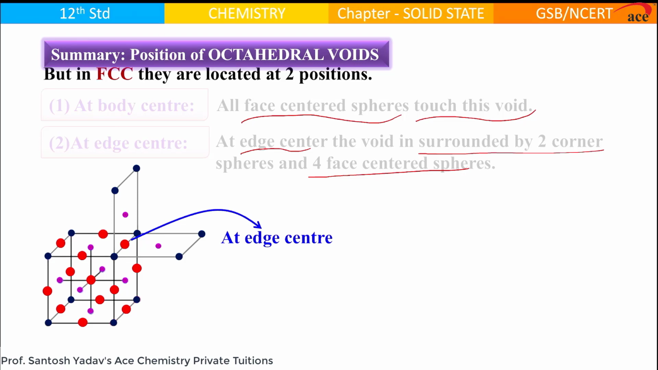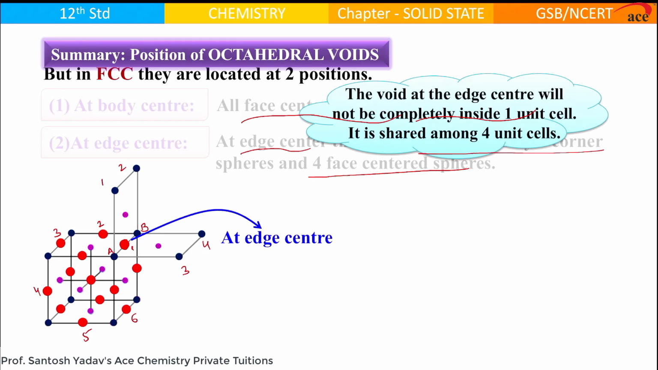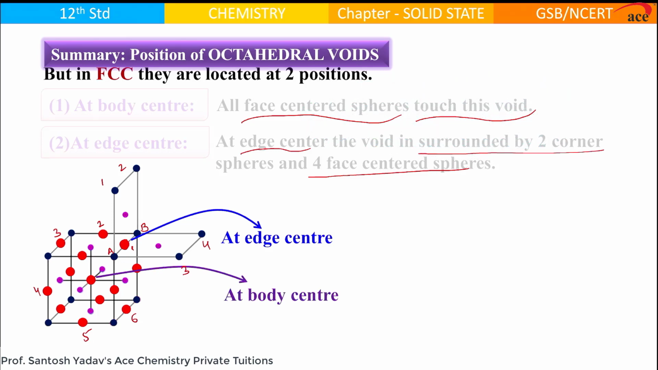All red color spheres that you are able to see, if I number them 1, 2, 3, 4, 5, 6, all these are edge centers. Edge centers are surrounded by corners A and B and by 1, 2, 3, 4 face centers, so 4 face centers and 2 corners for edge center octahedral void. The void at the edge center will not be completely inside 1 unit cell, it is actually shared by 4 unit cells. Any edge center is shared by 4 unit cells.